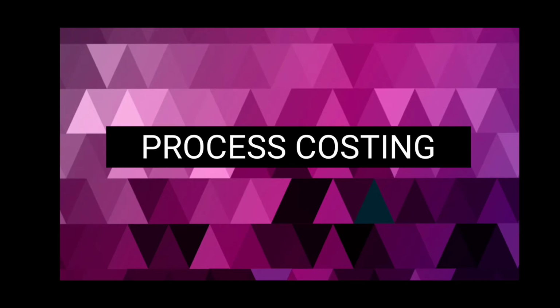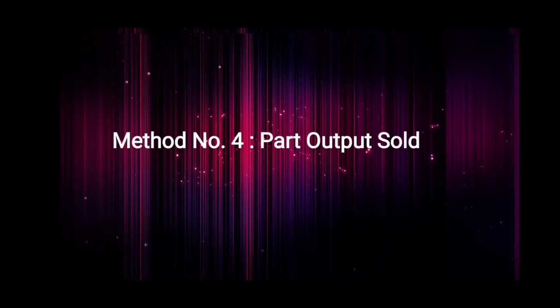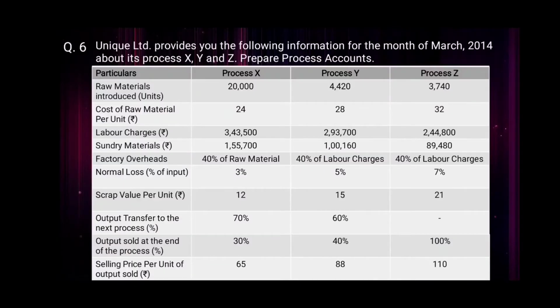So today I am going to teach process costing, method number 4, part output sold. Now let us start with question number 6. Unique Limited provides you the following information for the month of March 2014 about its process X, Y and Z.